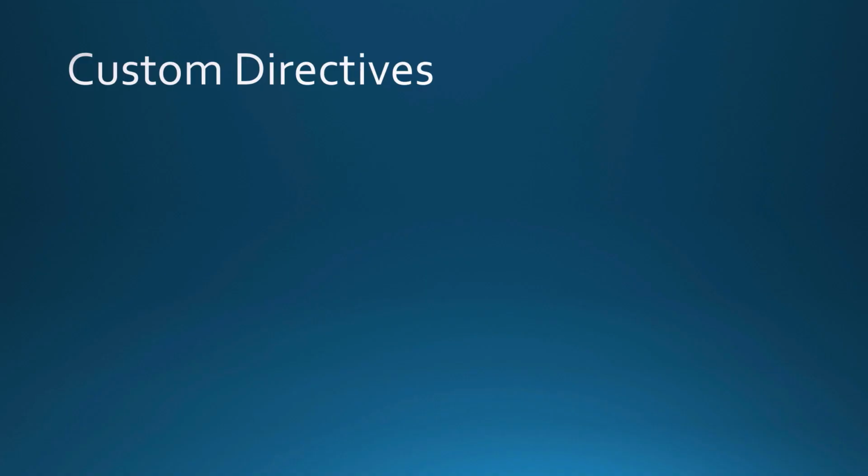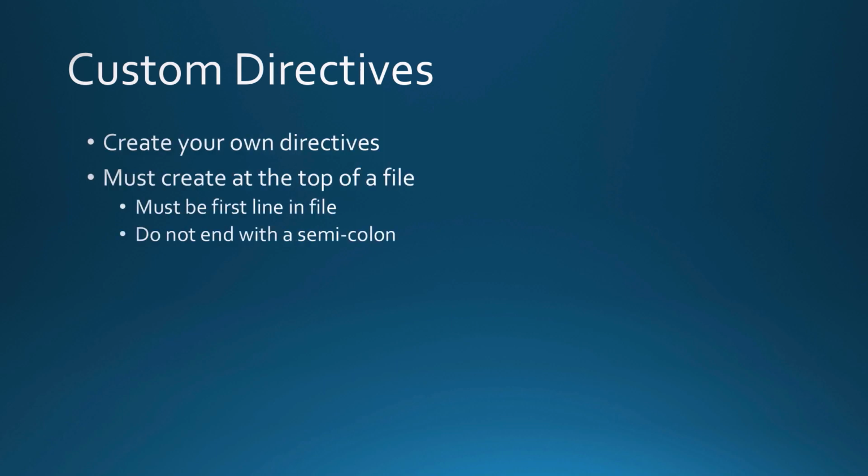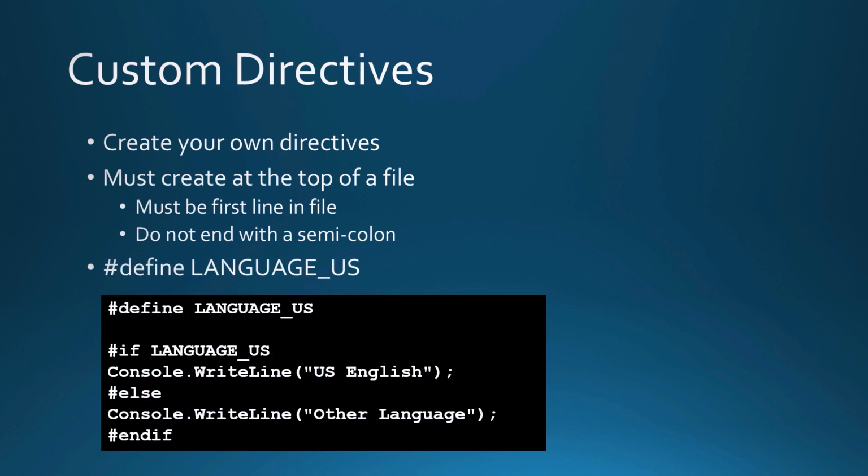We're not limited to what Microsoft has given us. We can add our own custom directives. You create them at the top of the file, must be the first line in the file, and we do not end them with a semicolon. You simply do #define and then you specify whatever name you want. Convention says to put them all uppercase. You can use underscores, that's fine. But no semicolon at the end.